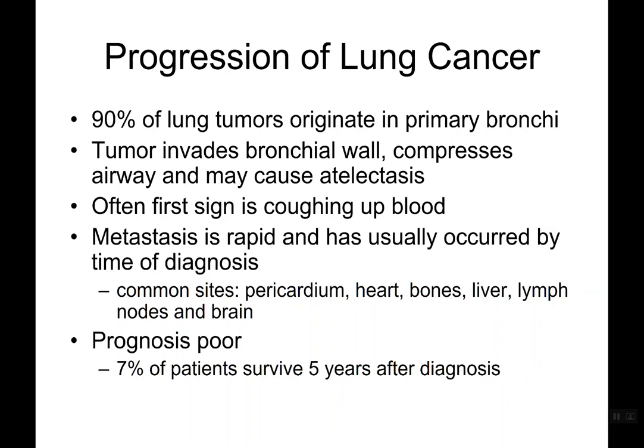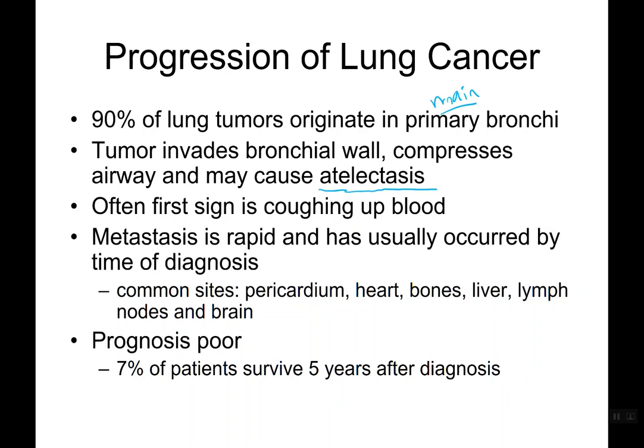So with regard to the progression of lung cancer, 90% of lung tumors originate in the primary bronchi. Remember, these are also called your main bronchi. And the tumor begins to encroach on the bronchial wall and compress the airway, which may cause interruptions in breathing, which are, and this is a hard word to say, atelectasis. Often the first sign is coughing up blood because the tumor invading the wall causes bleeding ulcers, which then irritate the inside of your bronchus and carina and cause you to cough.